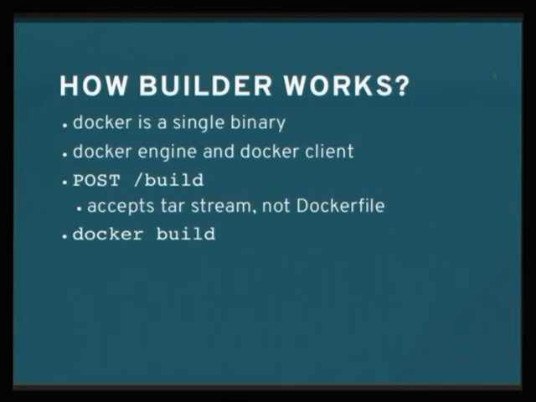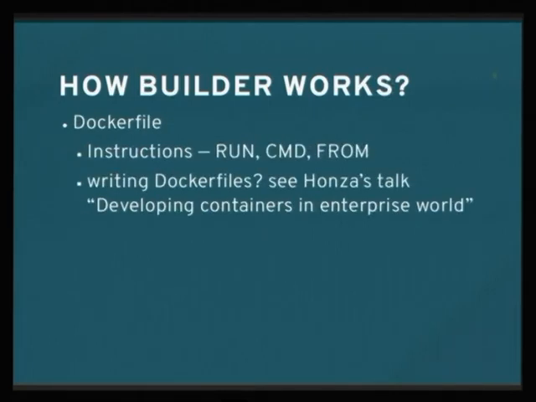So Docker build. Okay, that's the introduction. Let's move on. Okay, so we know how we can build an image, but we still don't have the Dockerfile. So a Dockerfile is a file, and it has a set of instructions, and these instructions have arguments. Some of the instructions are like run, command, from, maintainer, port, volume, that kind of stuff.